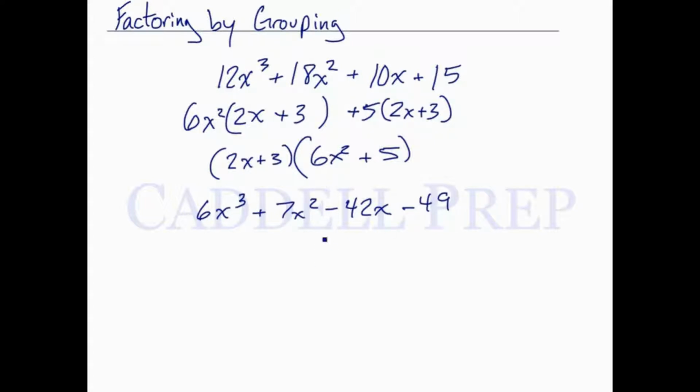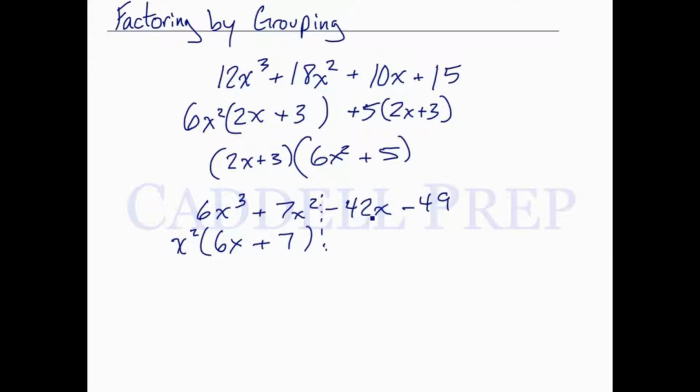So again, we'll cut this in half. Just look at the first two terms. The question is what goes into both of these? Well, no integer goes into both 6 and 7, so we can only take out the x squared. So here we'll be left with 6x, here we'll be left with positive 7.